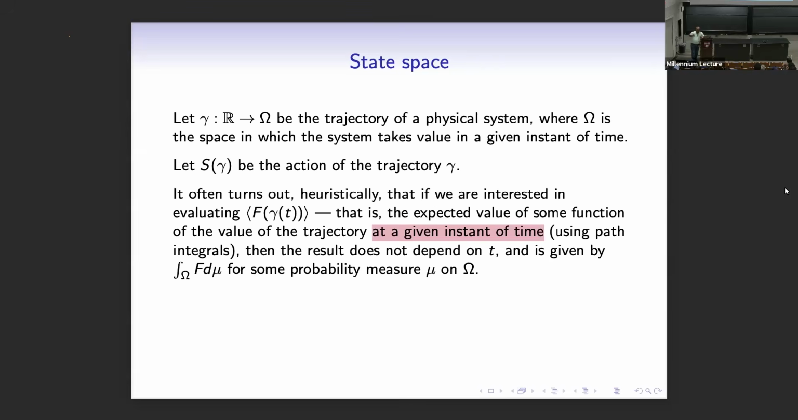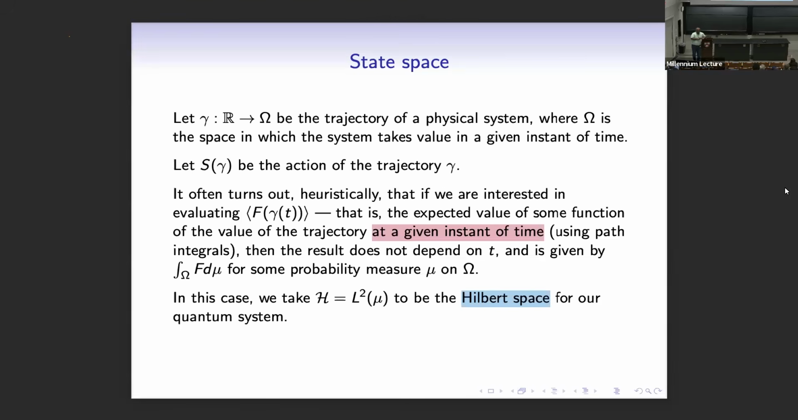So it's not clear why this is the case, and I don't have time to explain this, but you can often do this if you're just looking at a function of the value of the trajectory at a given instant of time, and this is a time invariant process, so it doesn't depend on what t it is. For any t, you will get the same answer, and the answer would be the integral of f dμ for some probability measure μ on this space Ω. So that kind of thing you can figure out.